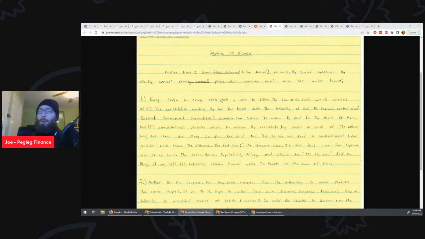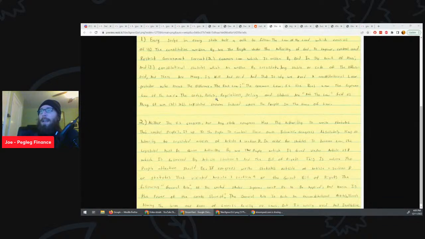Handwritten. I'm going to do my best to convey the grammar and nonsense in the writing. I try not to be too harsh on people's grammar and writing, but when it's a sovereign citizen, it's part of the fun. So, motion to dismiss comes now. I, Henry Underwood, the accused, sui juris by special appearance by standby counsel Stanley Campbell, in what looks like all lowercase Stanley Campbell, praise this honorable court, move this motion thereof.